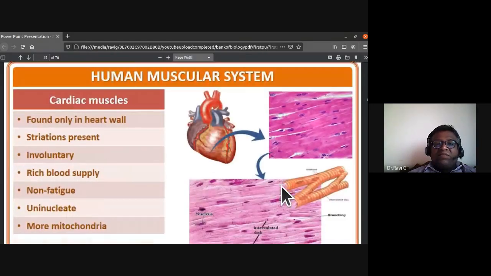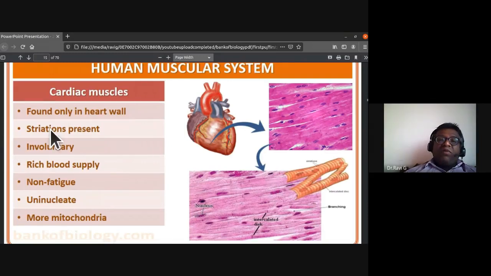The cardiac muscles, next we'll go into, they are found only in the heart wall. In the walls of the heart, you find these cardiac muscles. Striations are present. In cardiac muscles, you can notice these striations. They are involuntary. They are not under our control. They have rich blood supply. They do not undergo fatigue. They are non-fatigue. That is, they do not become tired.